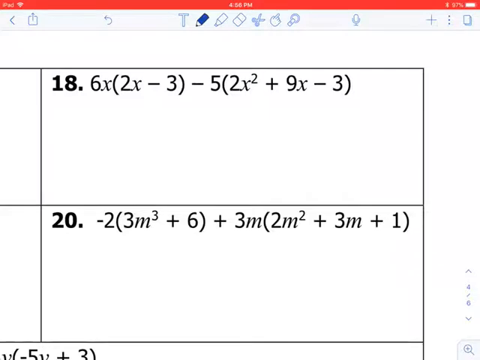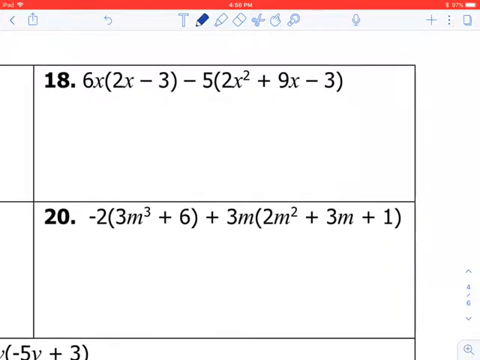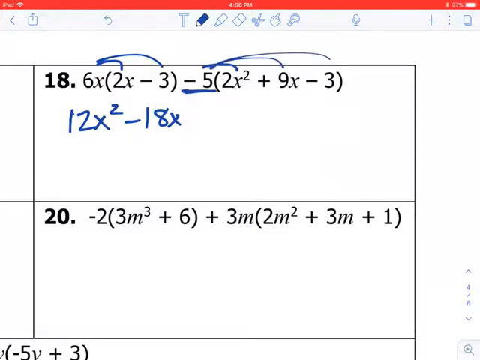So number 18, we've got 6x times 2x is 12x squared, and then 6x times 3 is negative 18x. Okay, so always pay attention to your variables. But that's not it. I've got now this other one to do the same thing. Negative 5 times everything. So negative 5 times 2 is negative 10x squared. Negative 5 times 9 is negative 45x. And then negative 5 times negative 3 is positive 15.